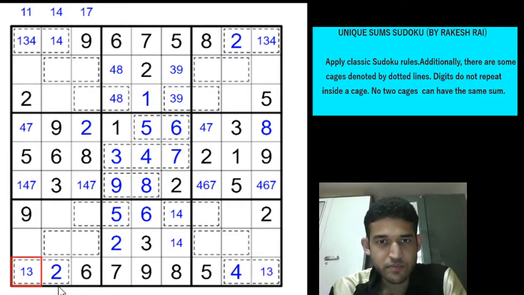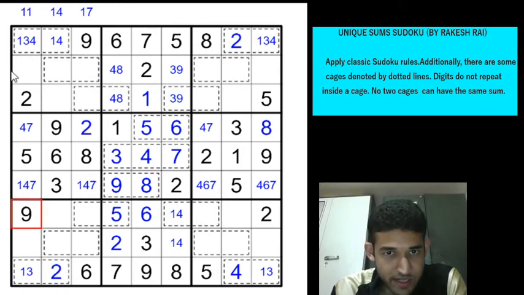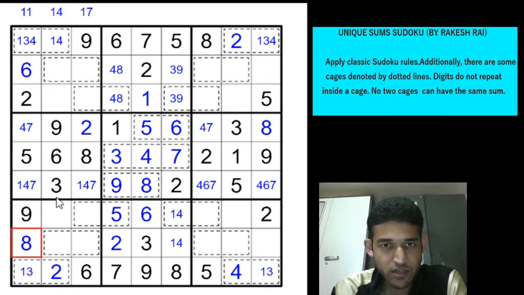This will be 1 and 3. Now if you focus closely on column 1, because of this pencil mark, we can place the 6 straight away in row 2 column 1, because 6 is here and 6 is here, we will get a 6 here. And that leaves only one cell for the 8 in that column.